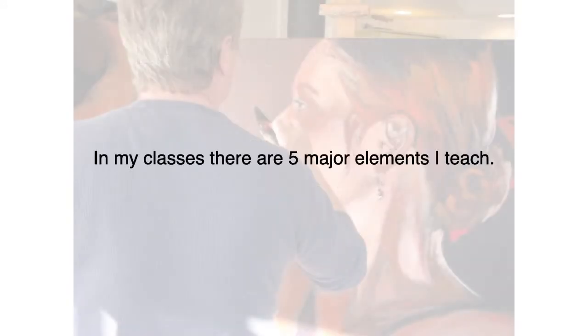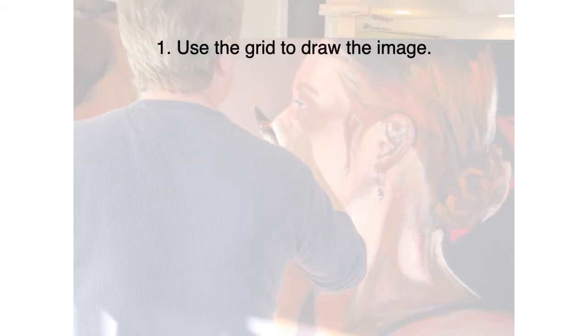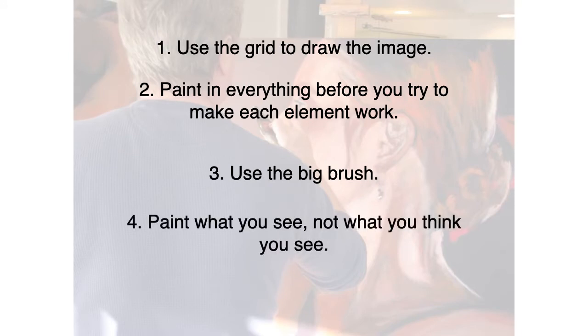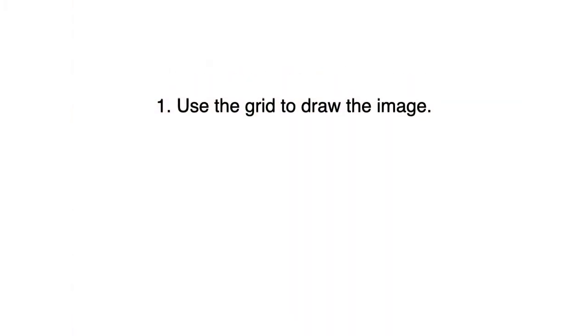In my class, I have 3 major elements that I teach. Number 1 is use the grid to draw the image. Number 2, paint in everything before you try to make each element work. Number 3, use the big brush. Number 4, paint what you see, not what you think you see. And number 5 is the limited color palette. Now, I'm going to talk to you about each one of these individually so that you will understand what I mean. Let's start with use the grid to draw the image.